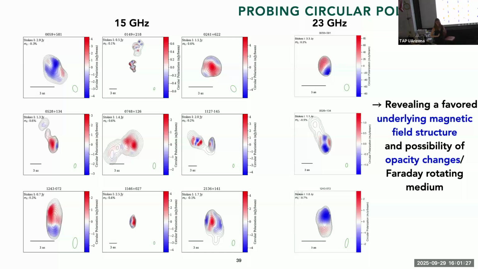We also did it then in circular polarization, again at 15 and 23 gigahertz. And we can see some features like we saw in my simulations. For example, a 2-sign core with a negative and positive component of the circular polarization. So with that, we did reveal a favored underlying magnetic field structure in at least 9 laser sources that we tested with the VLBA.